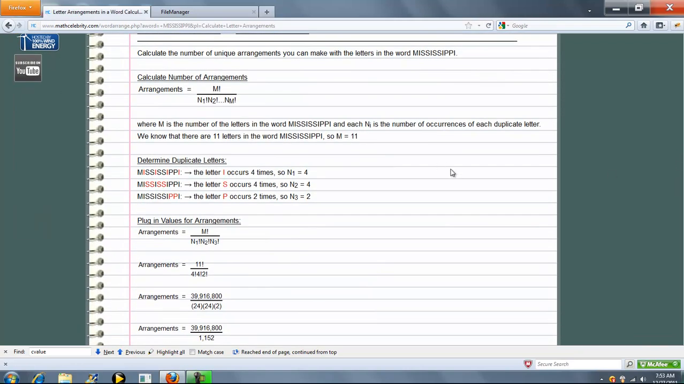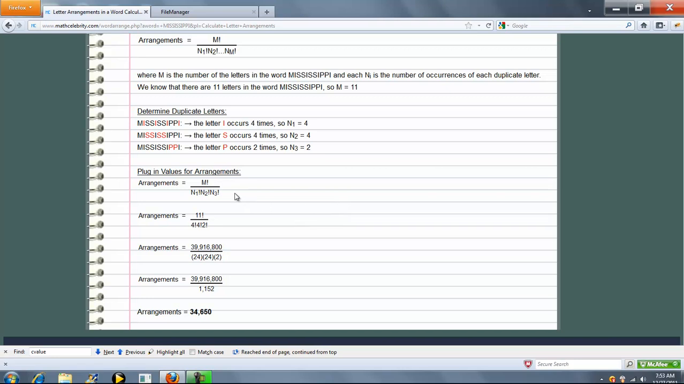So what the calculator does is first determine how many letters are in your word, in this case 11. And then it'll go through your word and find any instance of a duplicate letter. So in Mississippi, there's 4 I's, 4 S's, and 2 P's.